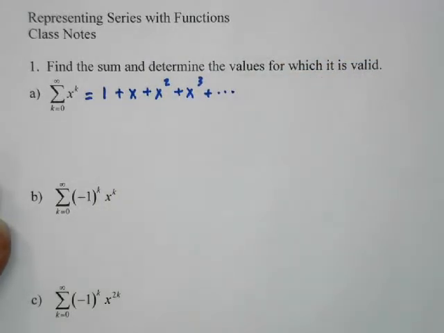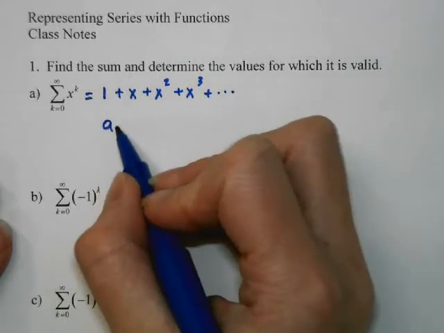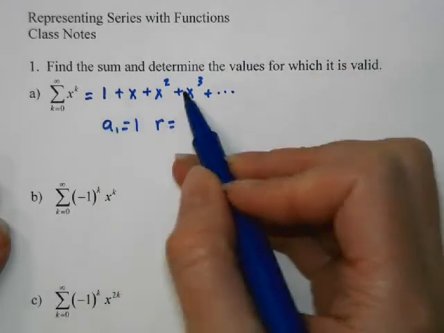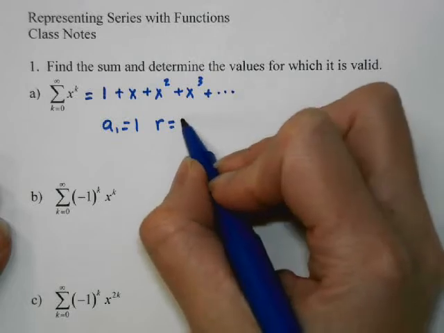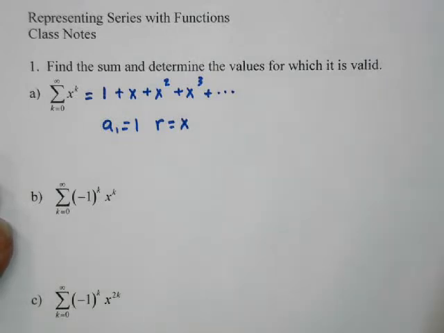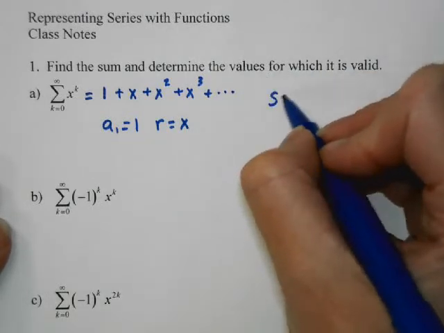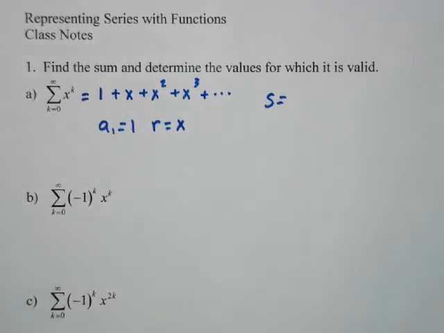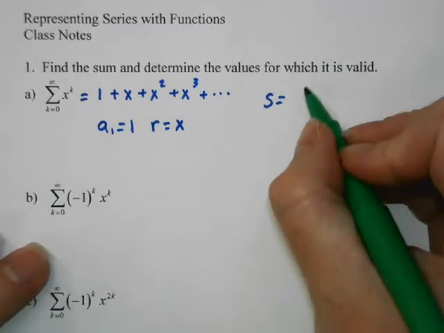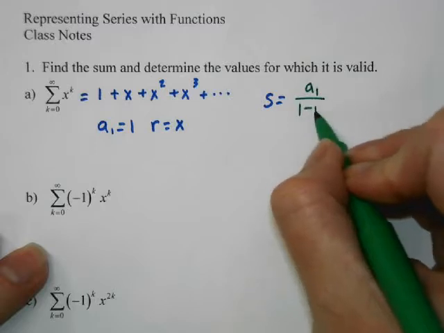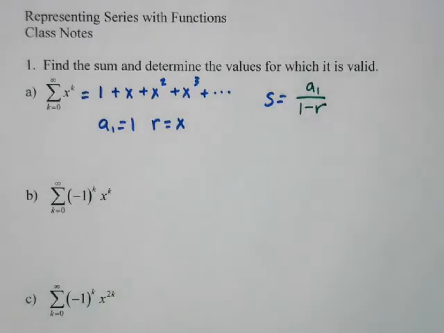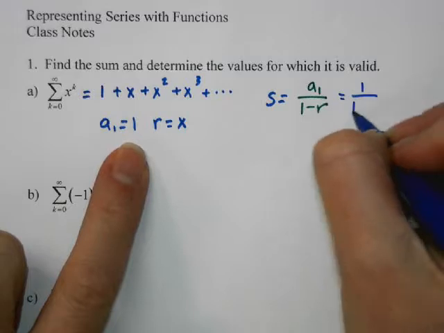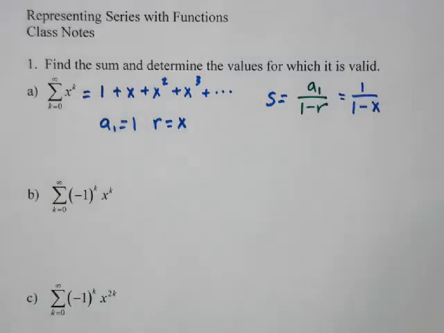So this is an infinite geometric series. My a1 is 1. My common ratio, the thing we're multiplying to get from term to term, is x. So we can write an expression for the sum, since we know our sum is a1 over 1 minus r. Plug in our respective values. So a1 is 1, over 1 minus x.